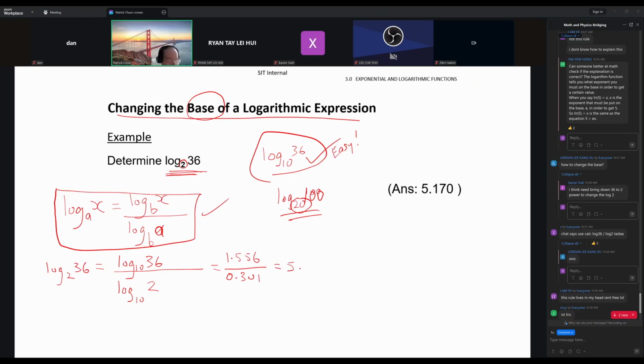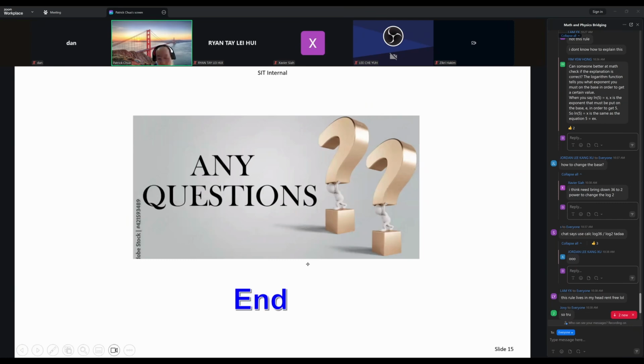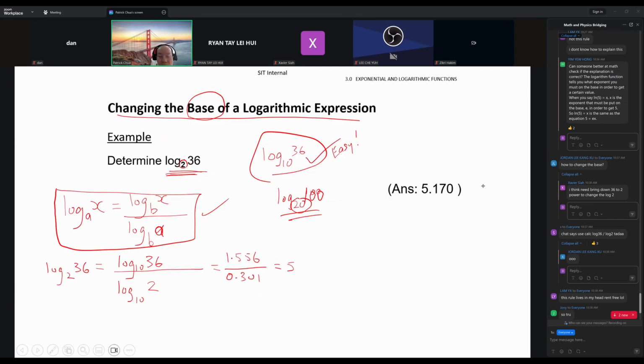You get 5.1701, as shown here. So by understanding the concept, the principles and the steps, you can find your answer to a not so common logarithm, especially in computer and engineering in the digital world.